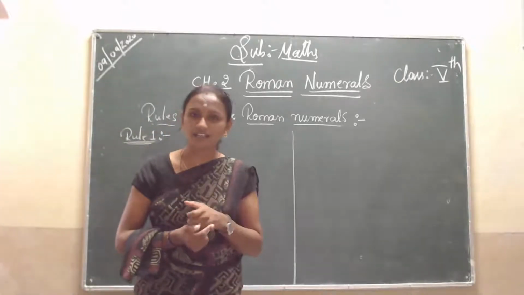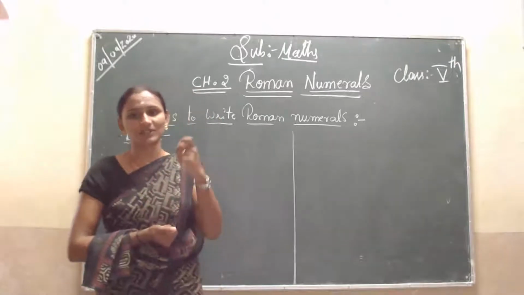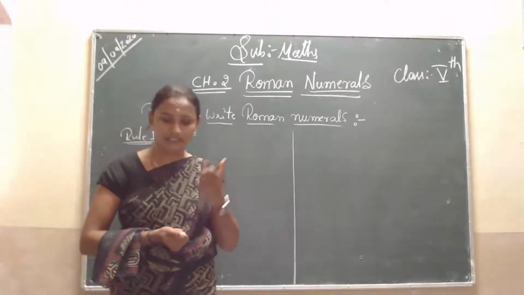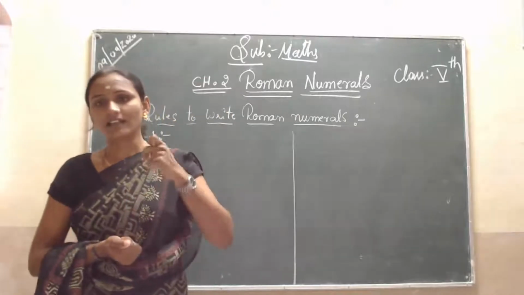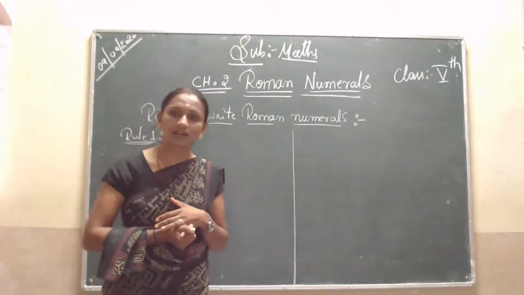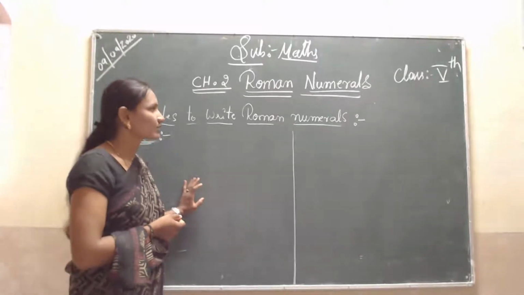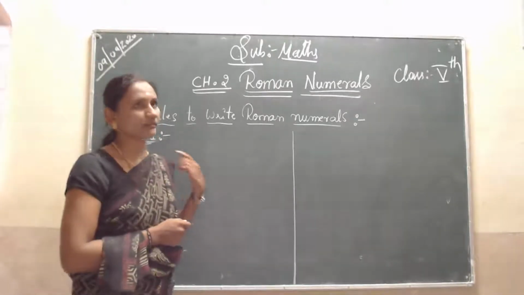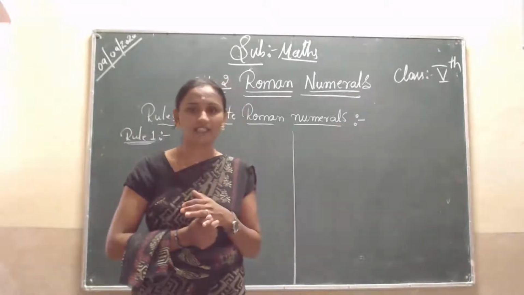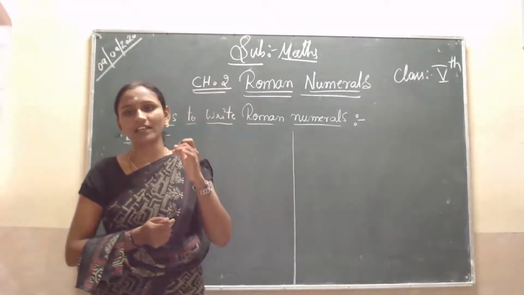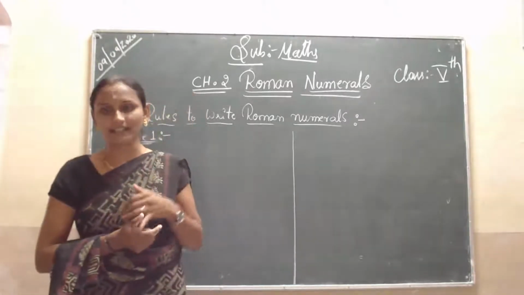Yes, students. Yesterday I told you how many rules there are in the Roman system: three rules. The rule of addition, the rule of subtraction, and lastly the rule of multiplication. First, recall how many symbols there are in the Roman system: there are 7 symbols. I, V, X, L, C, D and M.